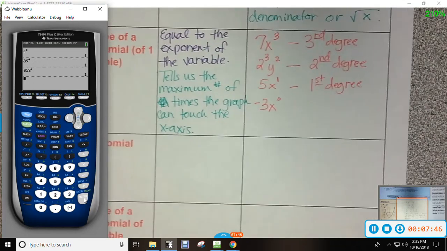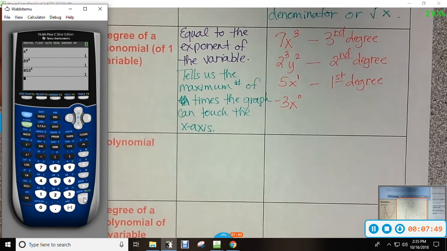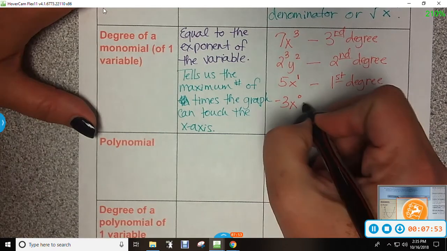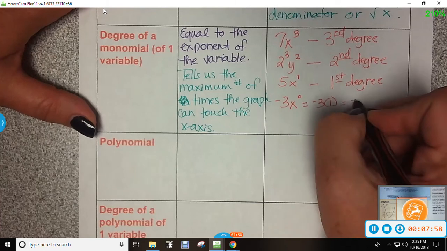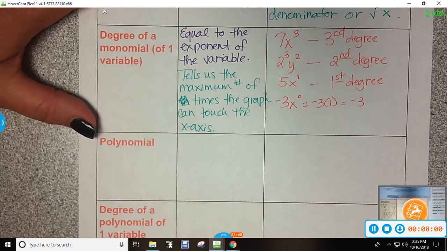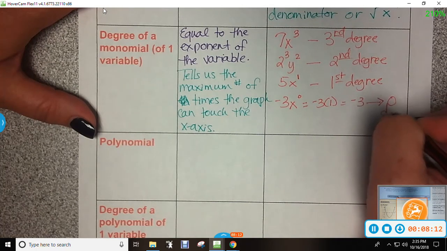Alright, so anything, no matter what it is, anything to the 0 power is equal to 1. So what this really means is negative 3 times 1, which is just negative 3. Okay? So whenever you have a number all by itself, it's like having that number times x to the 0 power. So this is a 0 degree.